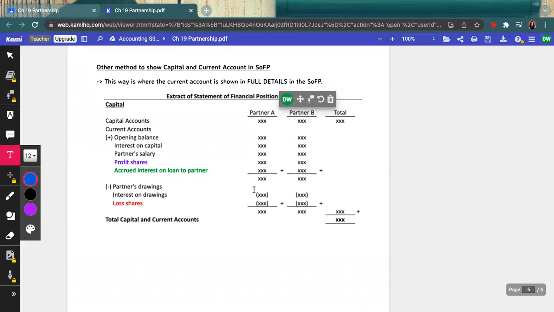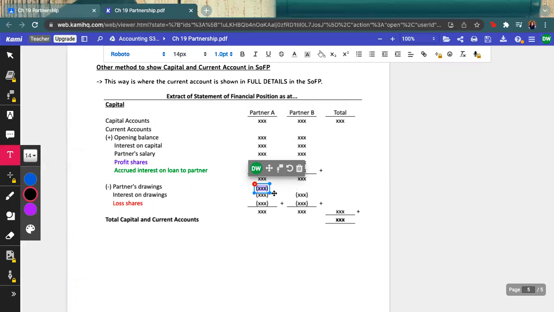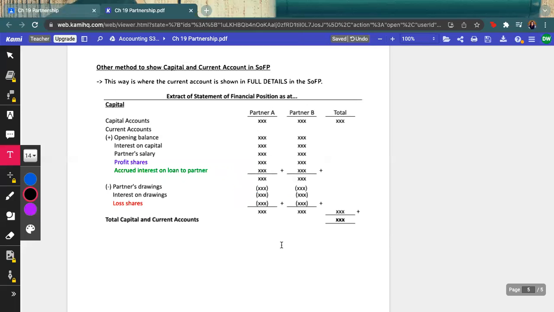Okay, I think I missed this one. Supposedly there is another one like that. Okay. So after that, you have the total of current account.